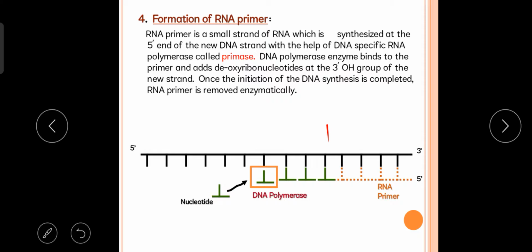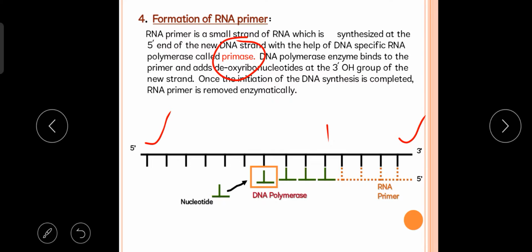So, formation of RNA primer. The RNA primer is very important, produced by the primase enzyme, and DNA polymerase 3 binds to this RNA primer before production of the new DNA strand. Here in this diagram, this is the 5' end, this is the 3' end of the DNA.